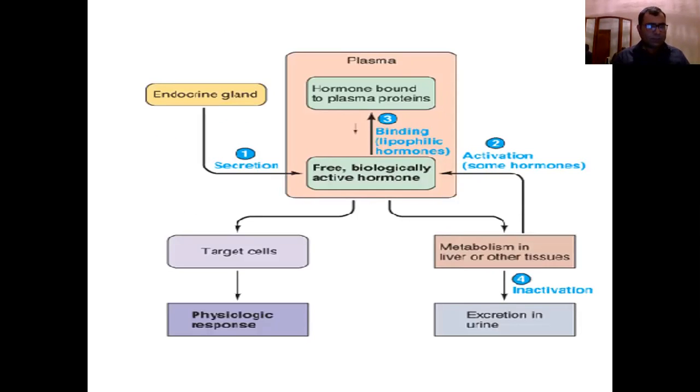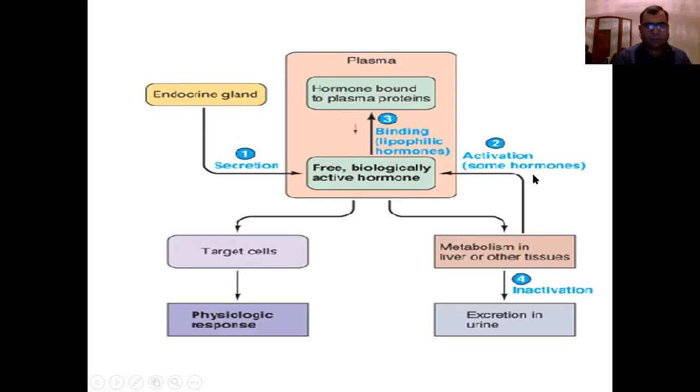So in this schema, we see that the plasma concentration of free biologically active hormone, which can interact with its target cells to produce a physiological response, depends on the first factor, which is secretion, the hormone's rate of secretion by the endocrine gland. This is the major factor. Then the hormone goes to the plasma, where it binds to plasma protein.